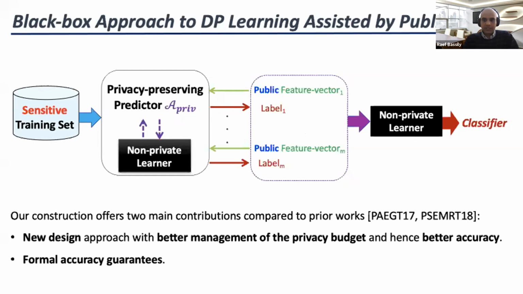Our construction follows the so-called knowledge transfer paradigm, which has been used in previous works. However, our work offers two main contributions compared to prior work. The first is that our construction involves new design tools based on some advanced tools in differential privacy that allow us to efficiently manage the privacy budget and hence attain significantly less privacy loss over the duration of the execution of the algorithm. And secondly, we provide formal accuracy guarantees for our algorithm in terms of sample complexity bounds.